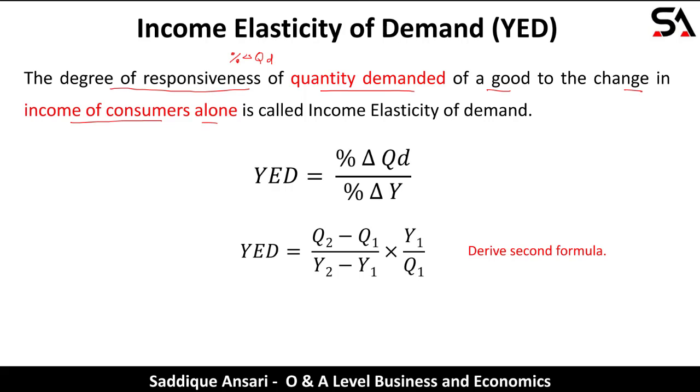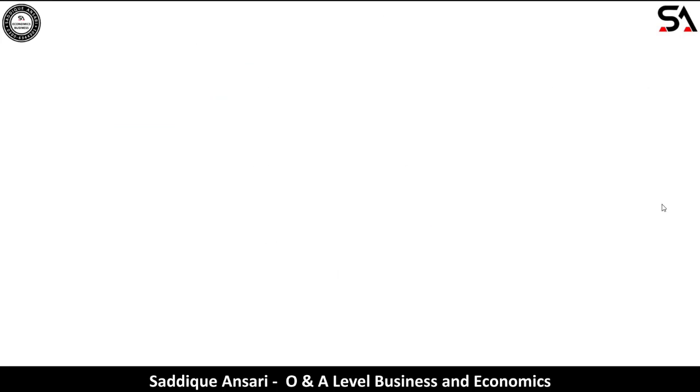There are two formulas to calculate income elasticity of demand. The first formula is percentage change in quantity demanded divided by percentage change in income. And the second formula is (Q2 minus Q1) over (Y2 minus Y1) multiplied by Y1 over Q1. So we can derive the second formula from the first formula. Let's see how we can do that.